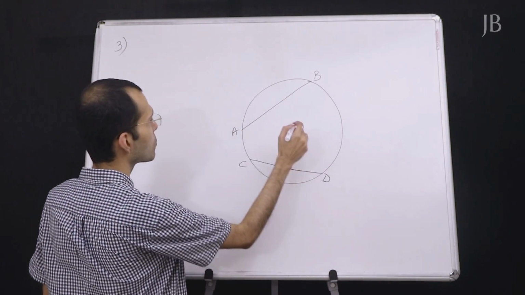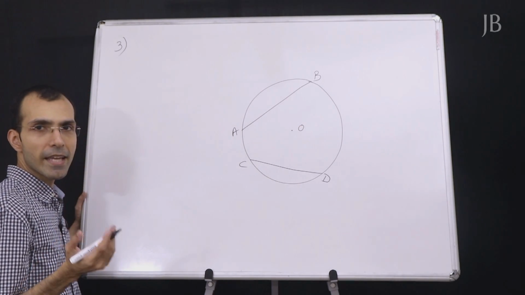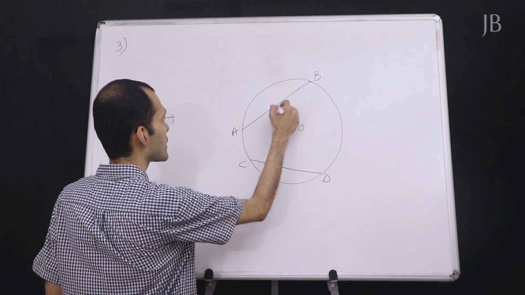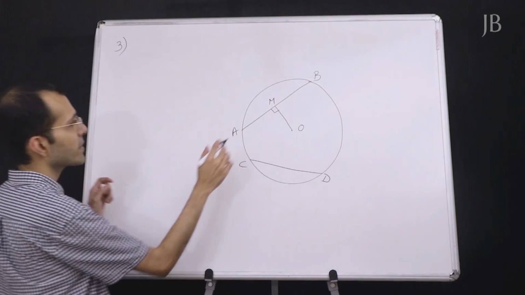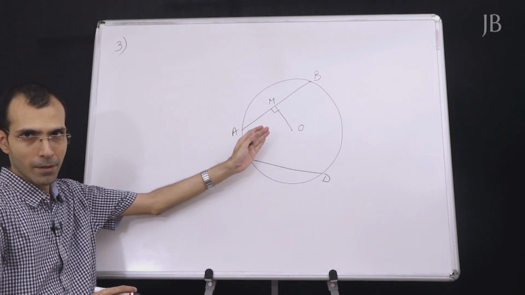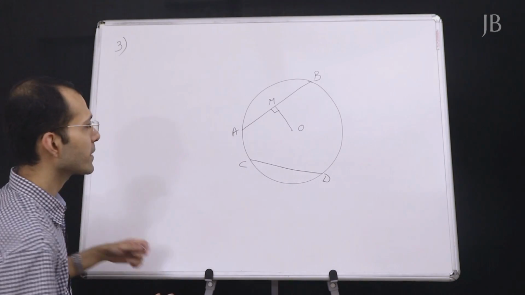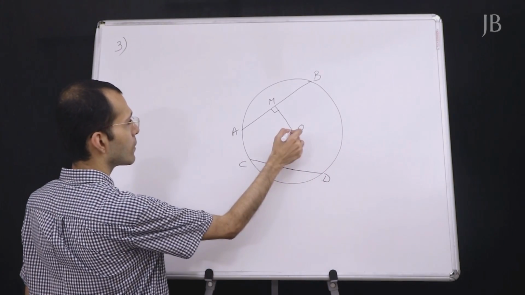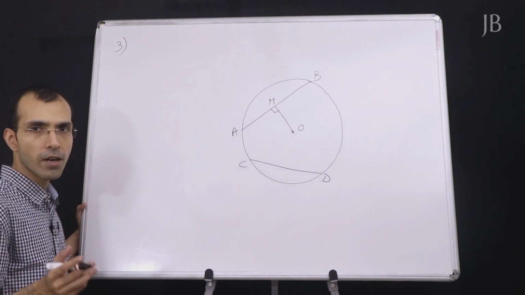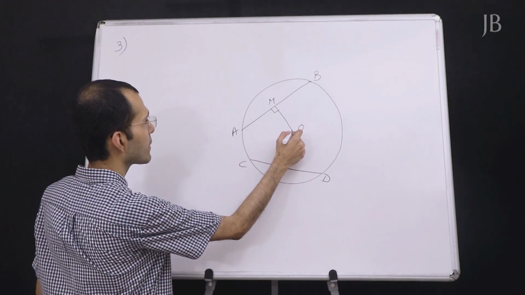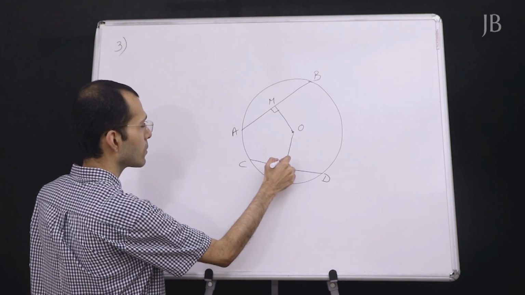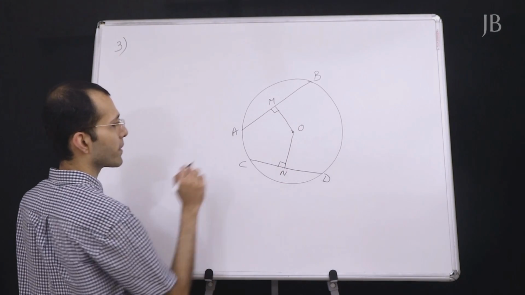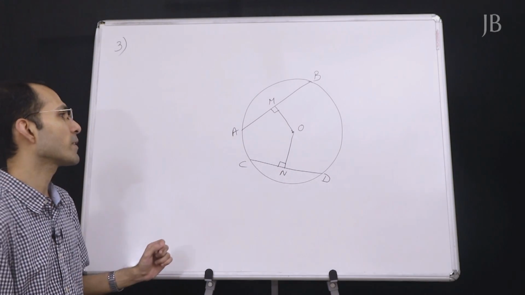So AB and CD are two chords. How far is AB from the center of the circle? So we will have to say this much away. So we will have to say AB is at a distance of OM from the center of the circle. O is to be taken as a center. How far is the chord CD from the center O? So let this be N. So chord CD is at a distance of ON from the center of the circle, the perpendicular distance.